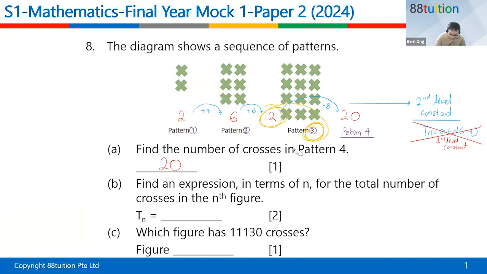Some of you can just guess and check. Let me try the 2. Maybe I try 2 times 2 is 4. 4 plus 2 gives me the 6. Just for fun. Pattern 3. Can I say 3 times 3 is 9? 9 plus 3 is 12.